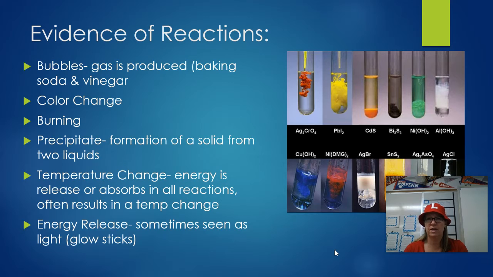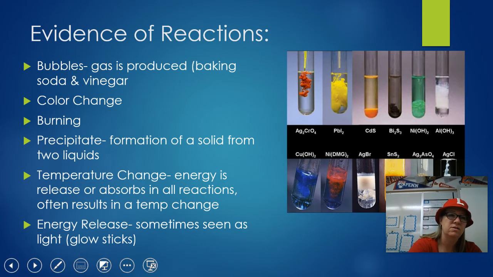Anytime there's a color change, sometimes you put two clear liquids together and they change color. So like this one right here, putting a liquid into a clear liquid, and all of a sudden there's red. Sometimes things turn black. Maybe that's just because it's burning. But burning itself is another evidence of a chemical reaction. Anytime something's burning, that is a chemical reaction.